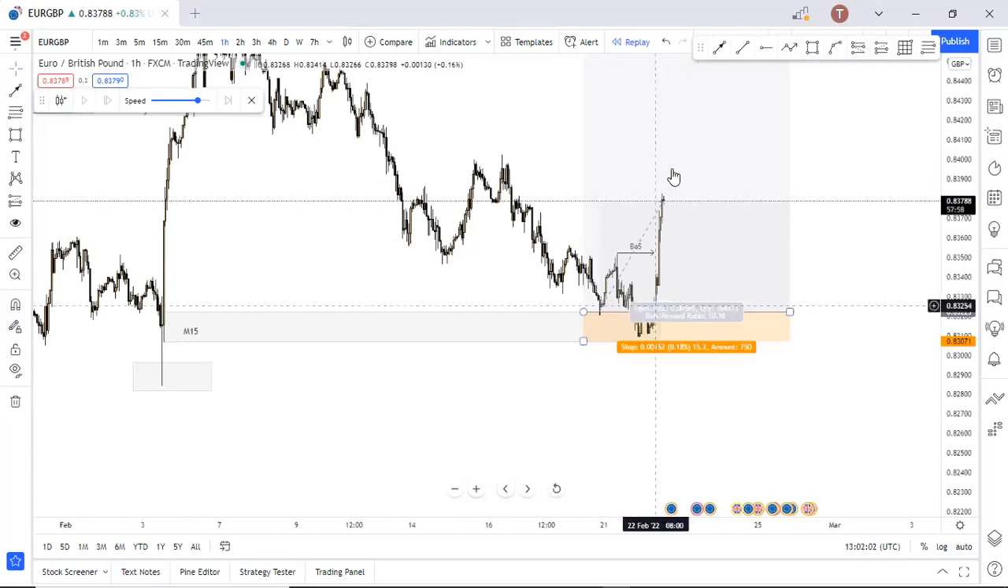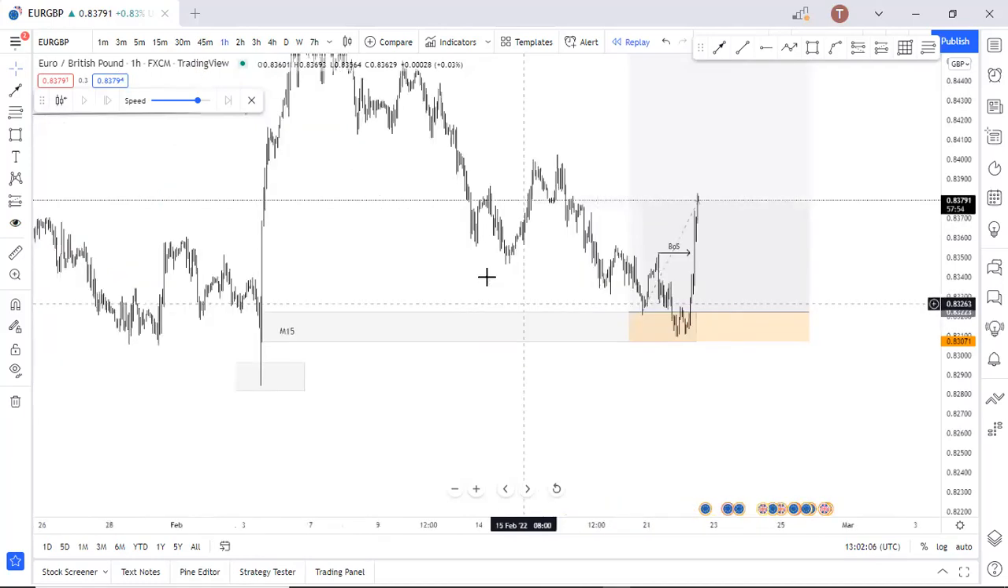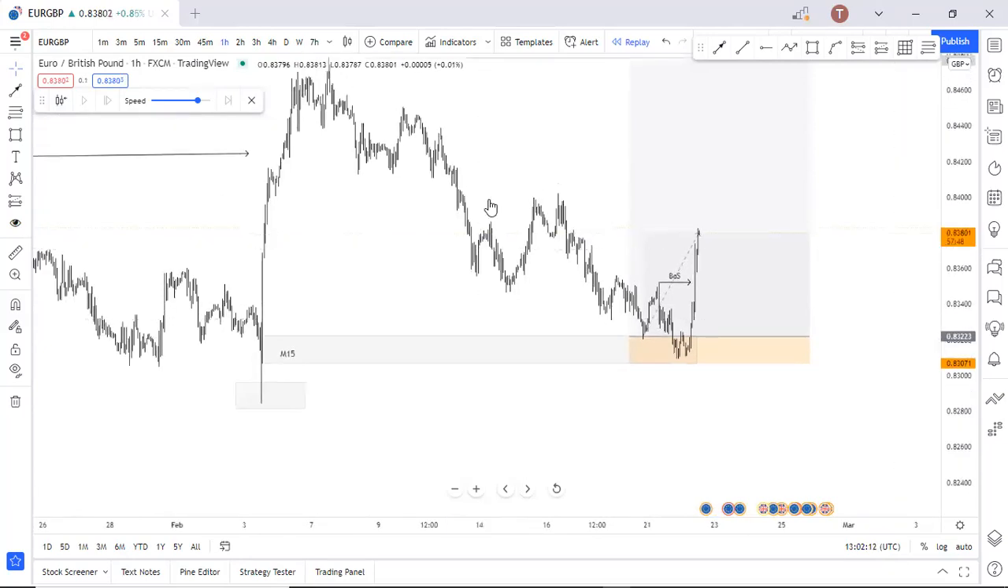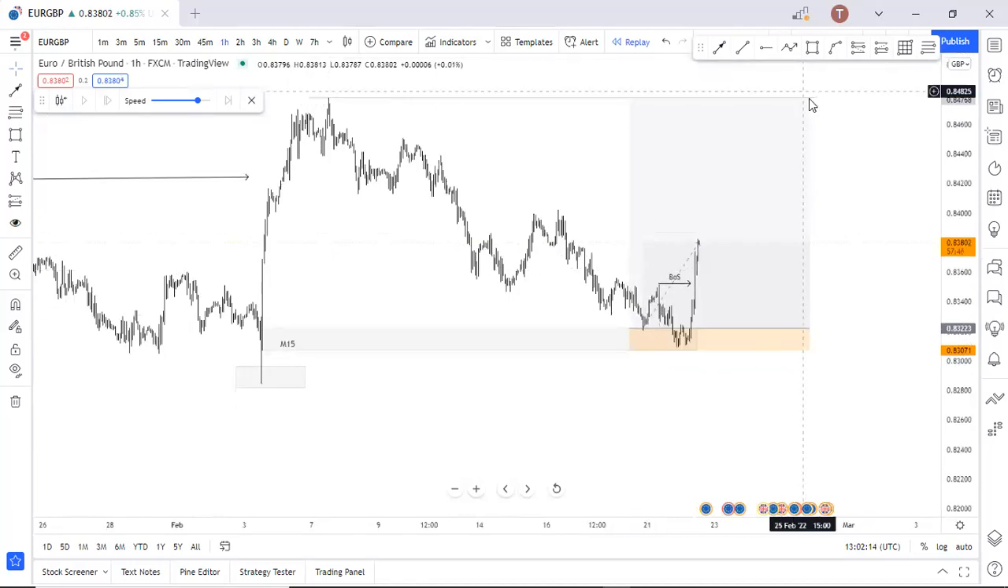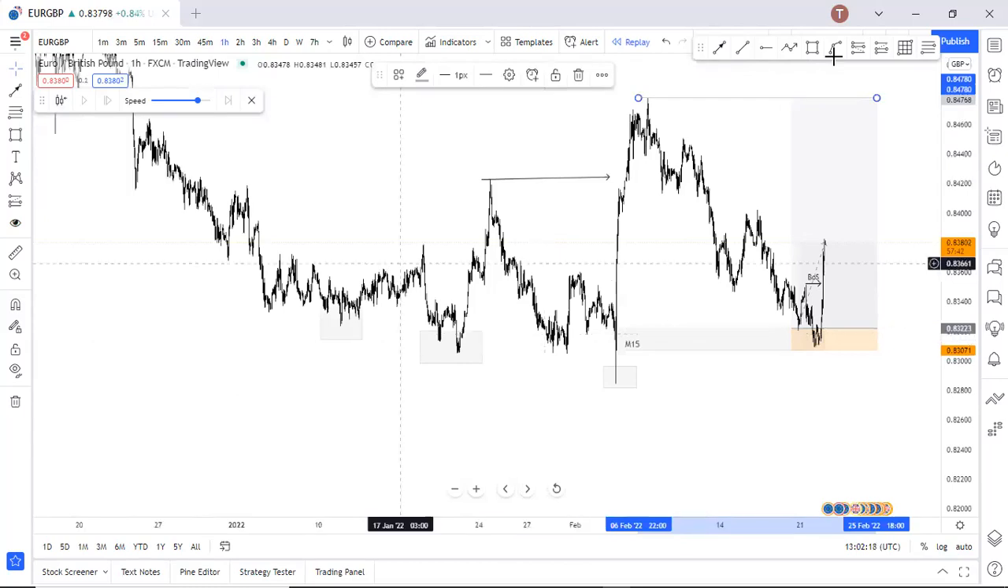So we had this push to the upside. So this was affected by fundamentals. So you want to be careful with Euro pairs right now because of all this news and happenings around Euro. So this is how to use Wyckoff Accumulation Schematics.